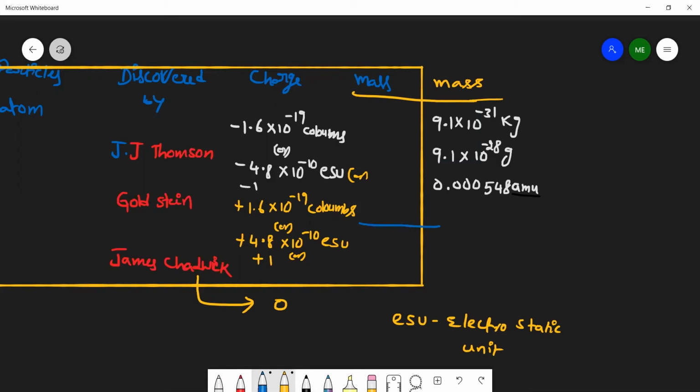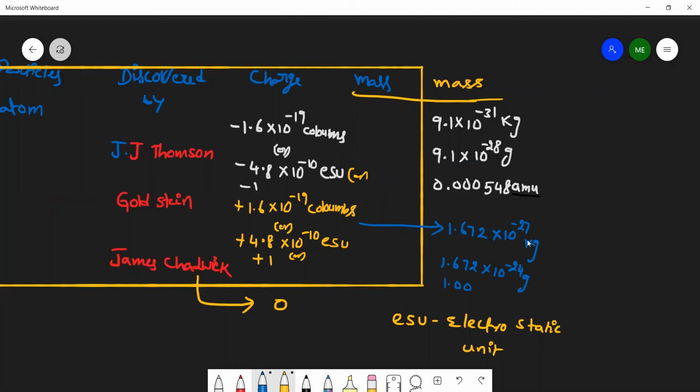We'll go for the proton. If you take the mass of the proton, it is 1.672 into 10 to the power of minus 27 kg, or in grams, 1.672 into 10 to the power of minus 24 gram. In terms of AMU, it is 1.00757 AMU. That is the mass of the proton.